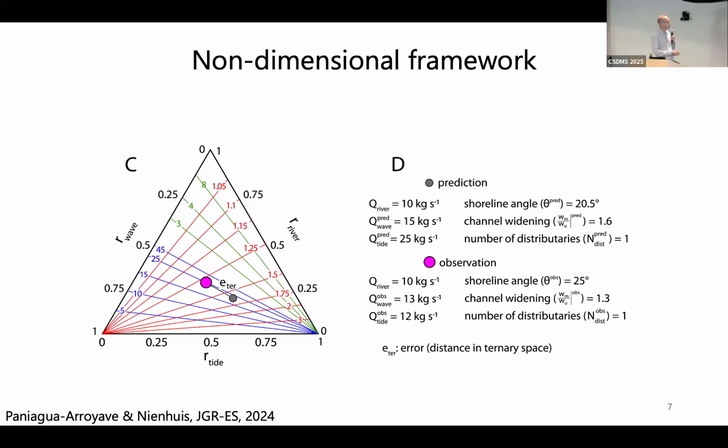Right, so you can make this prediction, but of course, in this same framework, you can then also put some observations. Right, so you go to different deltas, and you say, well, for this particular delta, we extract these sediment fluxes and these shoreline angles, and then we get some assessment about the model uncertainty. And this is again for one delta, but I think this effort is strengthened if you include many more deltas.